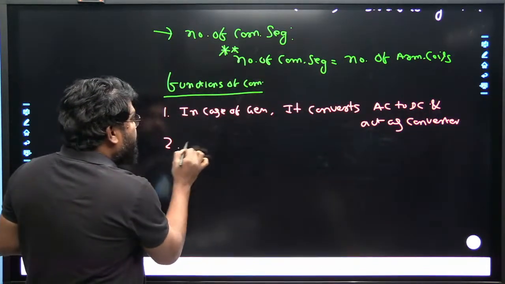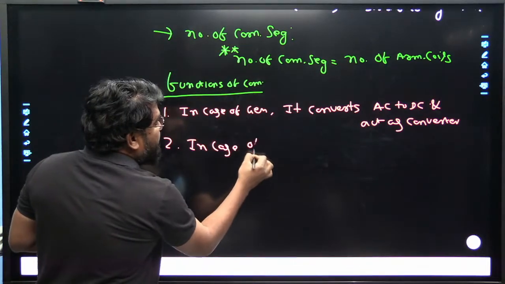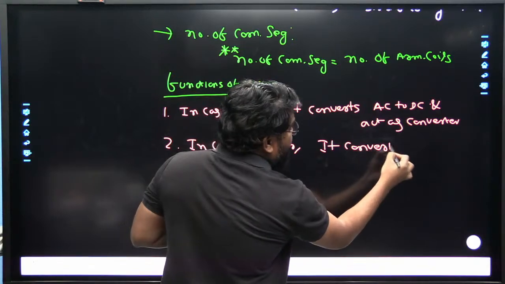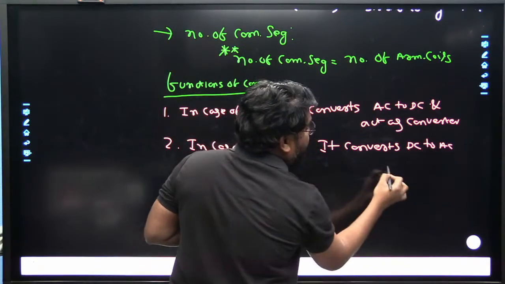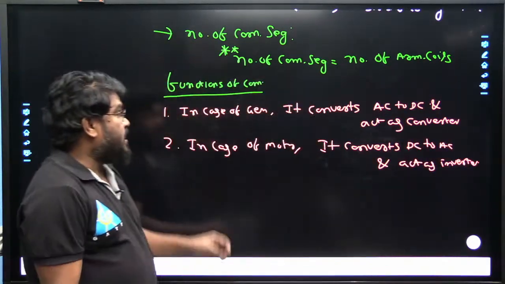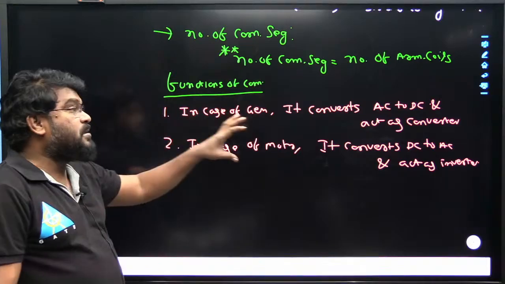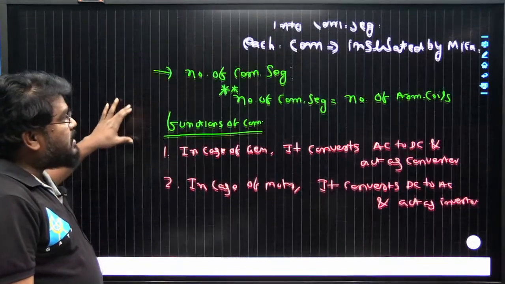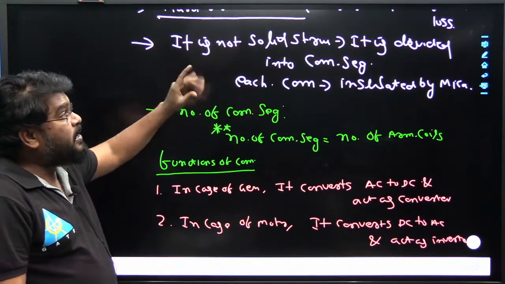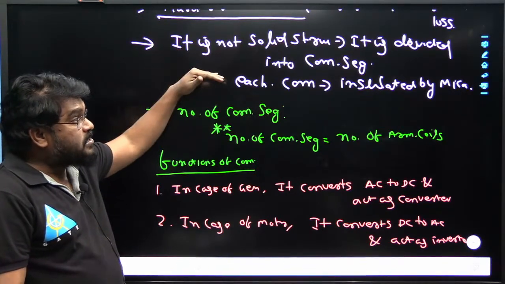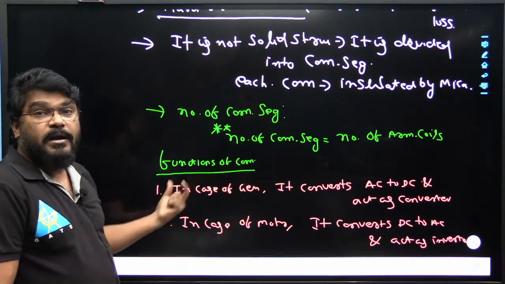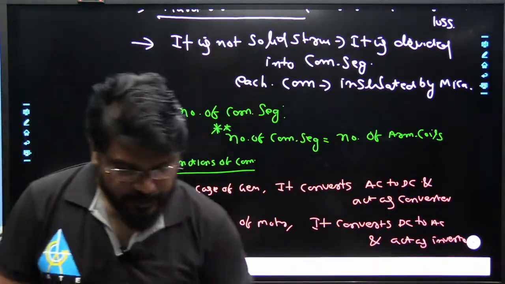And from the motor point of view, what will happen? In case of the motor, it converts DC to AC and acts as the inverter. These are the two functions, in case of the generator and in case of the motor. So we have all the possible 1 mark questions here. There is no possibility of asking a 2 marks question, only 1 mark: the name of the material, the number of commutator segments, and also the functions. It has 2 functions, one from the generator point of view, another from the motor point of view.